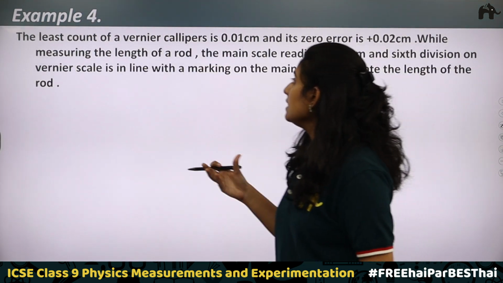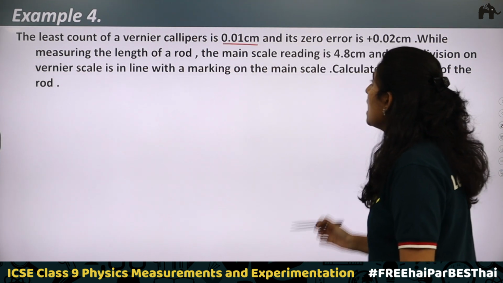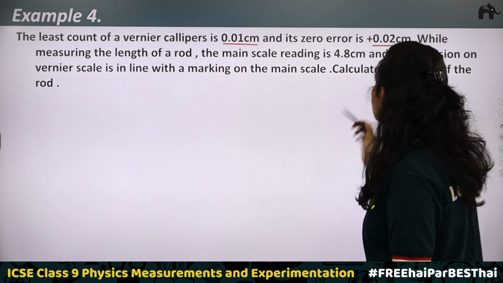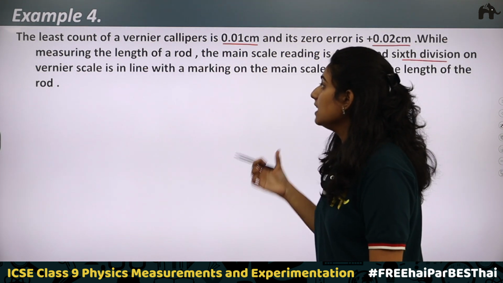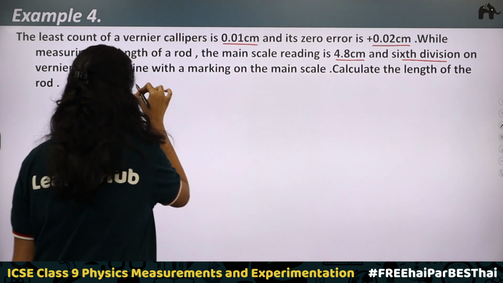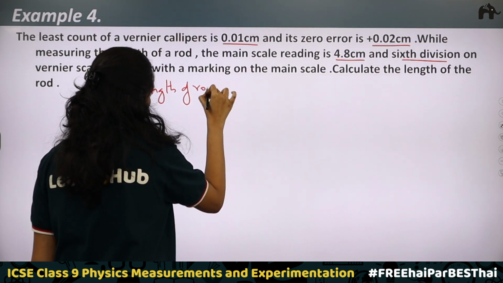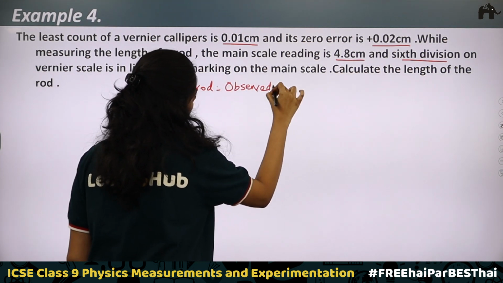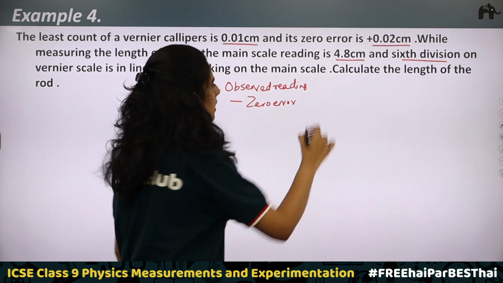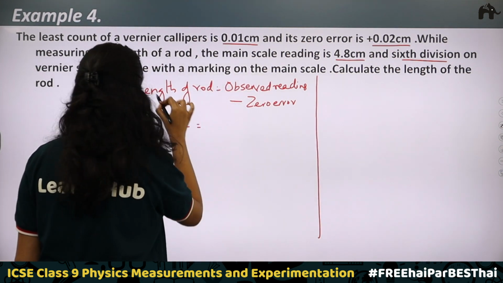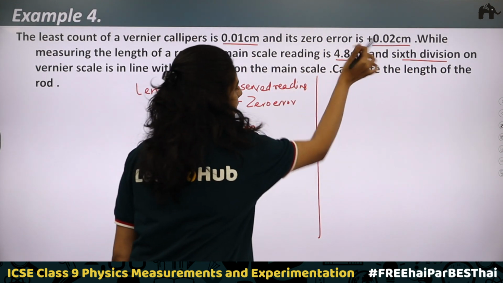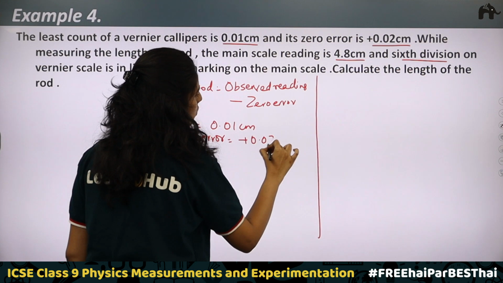Clear? Next, example 4. The least count of a vernier calipers is 0.01 centimeter and its zero error is plus 0.02 centimeter. While measuring the length of a rod, the main scale reading is 4.8 centimeter and the 6th division on the vernier scale is in line with the marking on the main scale. Calculate the length of the rod. So here we have to calculate the length of the rod. Length of rod will be equal to observed reading minus zero error. The least count is given as 0.01 centimeter. Then the zero error is given. The sign is very important. Here it is positive, plus 0.02 centimeter.